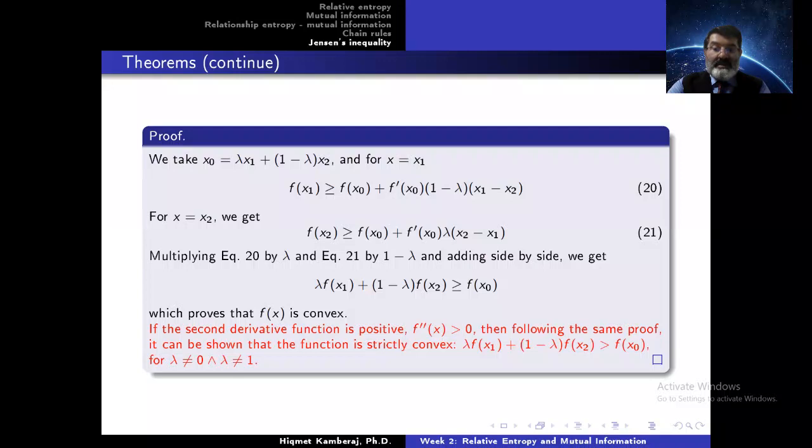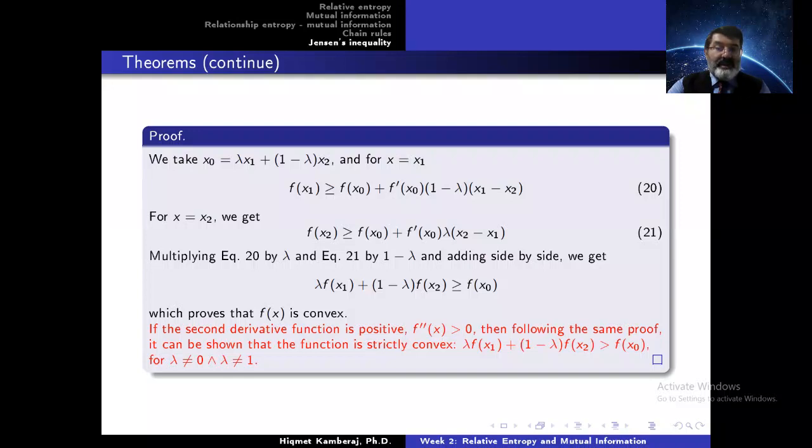Now, if you multiply equation 20 by 1 minus lambda and equation 21 by lambda and add them side by side, then we get the following: lambda times f of x1 plus 1 minus lambda times f of x2 is greater or equal to f of x0. Now, which proves, based on the definition, that f of x is a convex function.